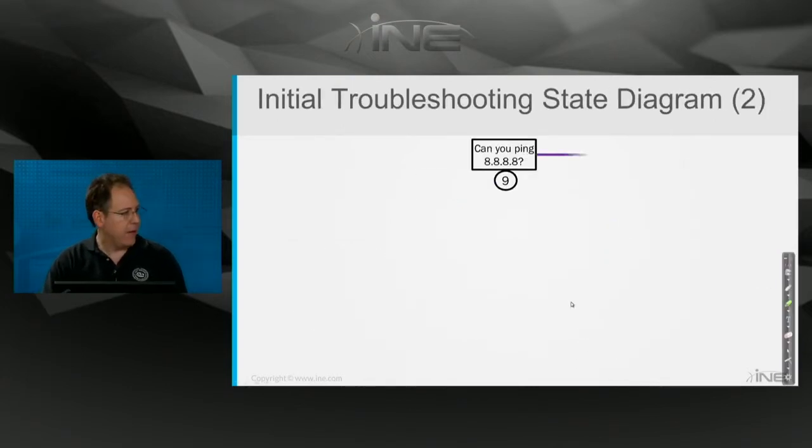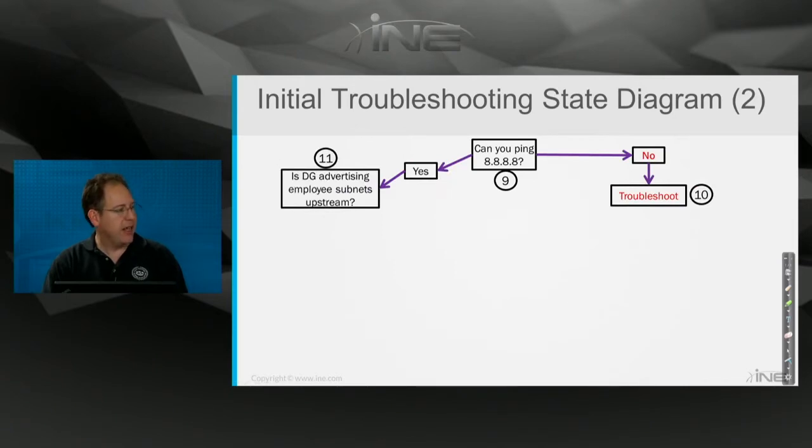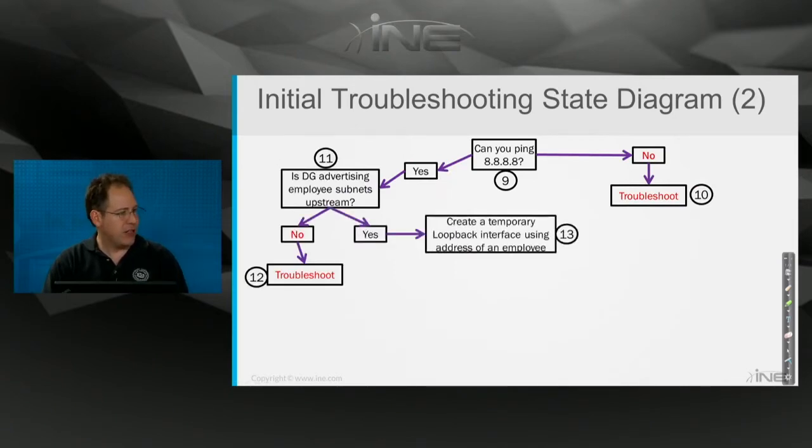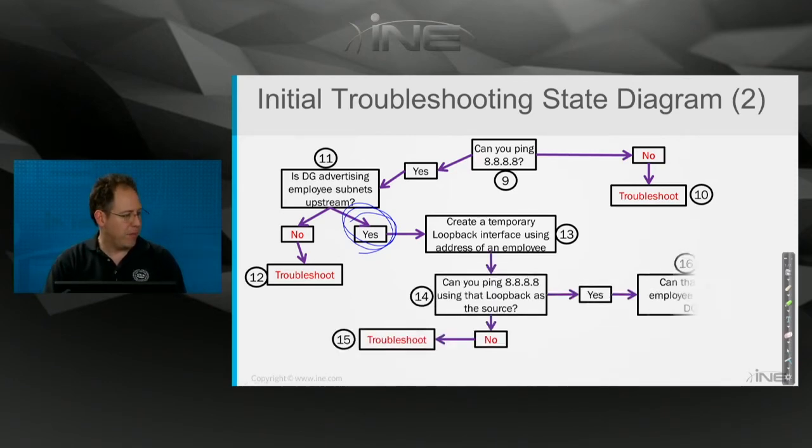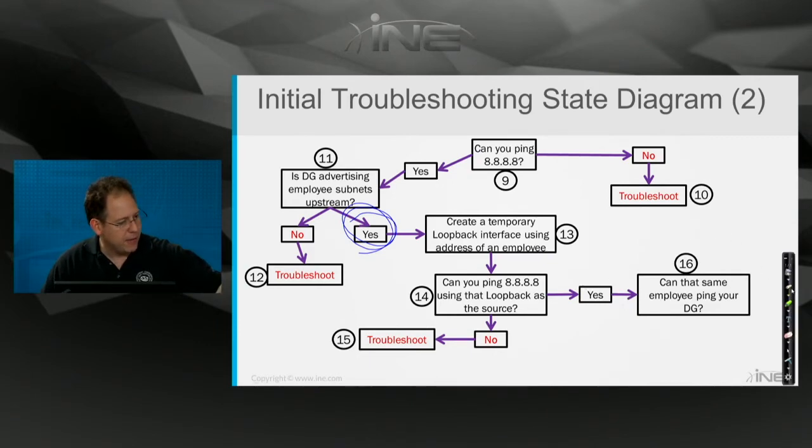Continuing on, can we ping the destination? Yes. Is my router advertising the employee subnets? Yes, it is. Okay. If I make my router look like the employee by giving it the same IP address as the employee, can I ping that destination? Yes, I can. At that point, you've pretty much exhausted all of the resources available to you on that router. There's really nothing else on that default gateway you can do from a troubleshooting perspective.